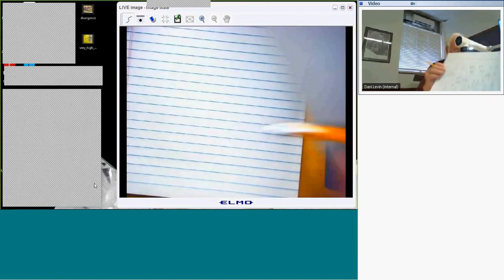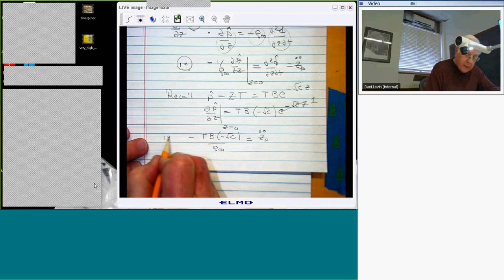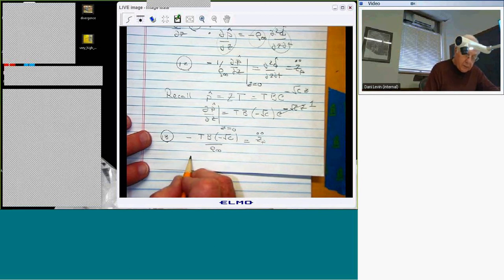So I've got that. So I've got 13. And then recall, we also know something more about t. We know that t obeys this equation.